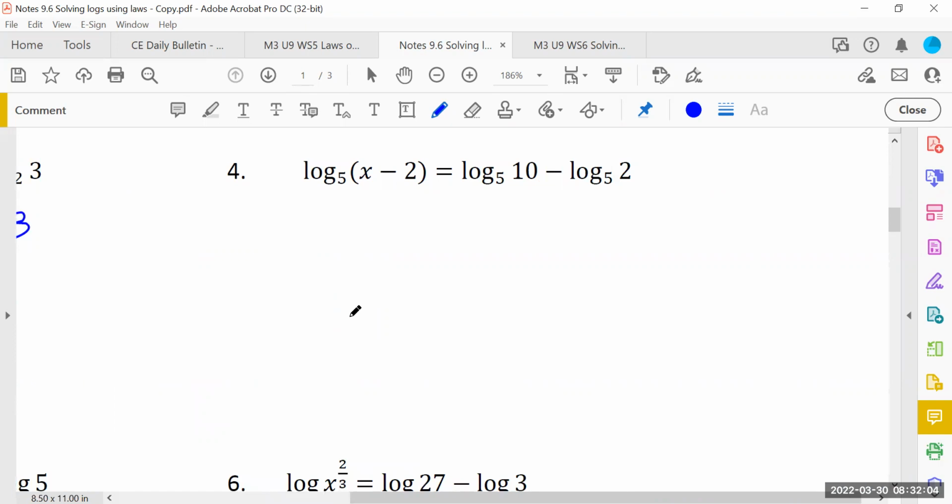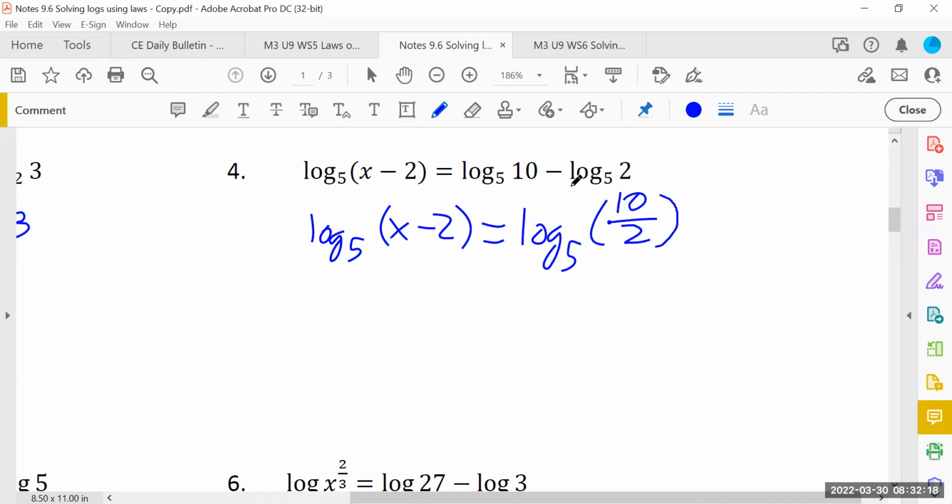Number 4, log base 5 of x minus 2. Here, log base 5 of 10 divided by 2, right? The minus sign means division. You've got those rules right there at the top of your notes. So I end up with x minus 2 equals 10 over 2. Or really, you can simplify that right now. 10 divided by 2 would be 5, right? Yes.